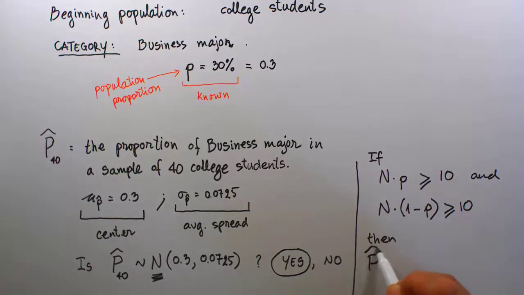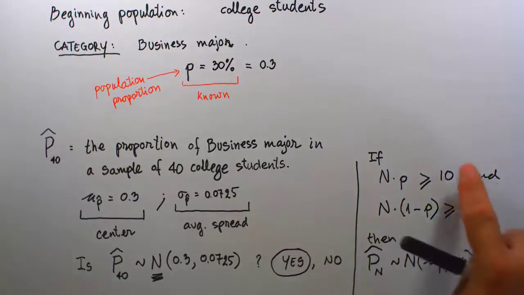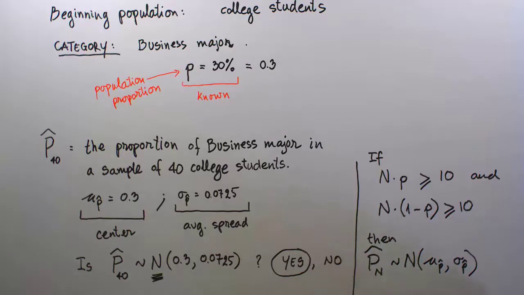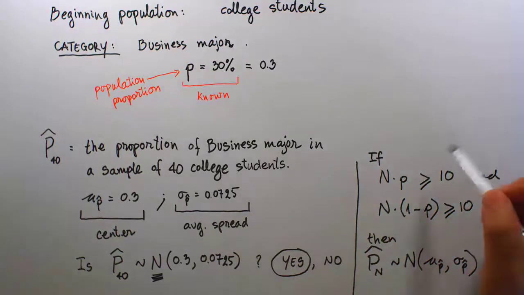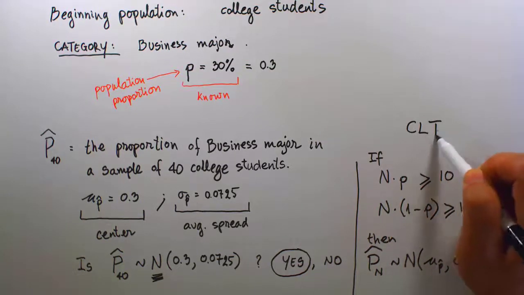As long as both of these give a count greater than or equal to 10, then the sampling distribution of the proportion at sample size n will be for sure on a normal distribution, on a bell curve, taking center at mu p hat that we found previously, and average spread being sigma p hat that we calculated previously. I just wrote down the statement that's guaranteed in all this reasoning, which came from the central limit theorem as well.